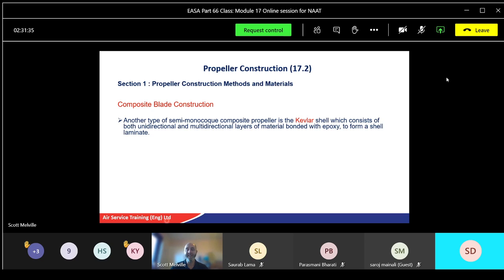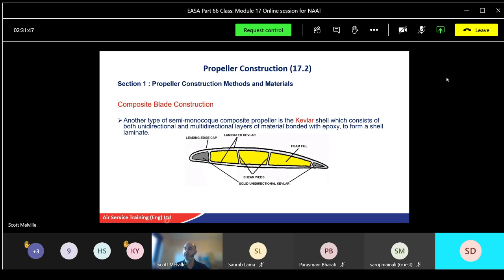It consists of unidirectional and multi-directional layers. So you've got one layer like that, and then you have another layer going across them, so they interweave with each other. Again, bonded by some sort of glue or epoxy, and that will form a shell laminate. So there's your semi-monocoque construction. There's your foam inside again, your laminated Kevlar, which forms the basic framework of it. And by having these struts in here, that maintains the rigidity of the airfoil.